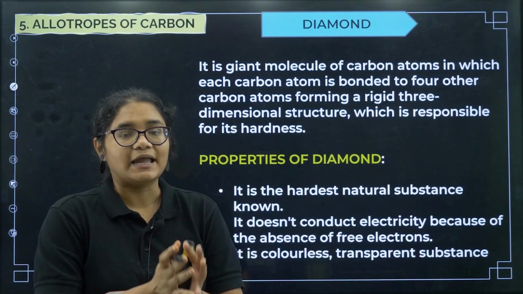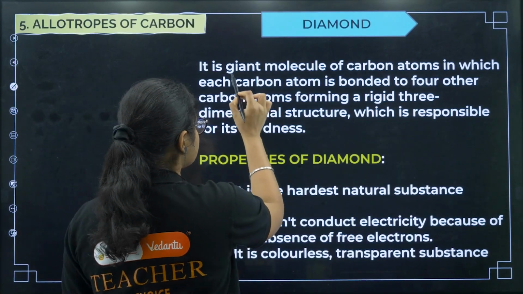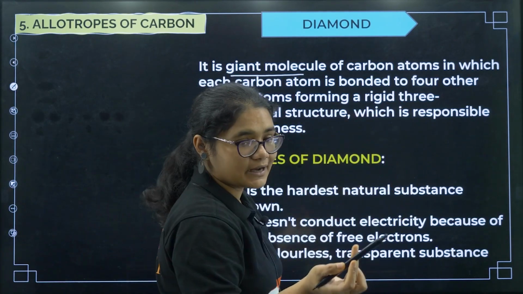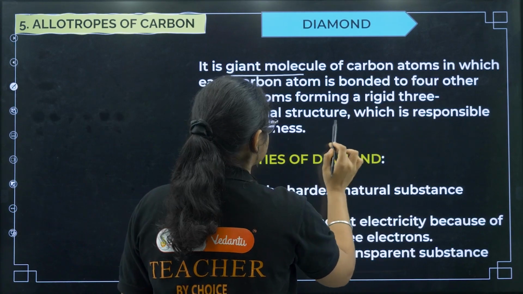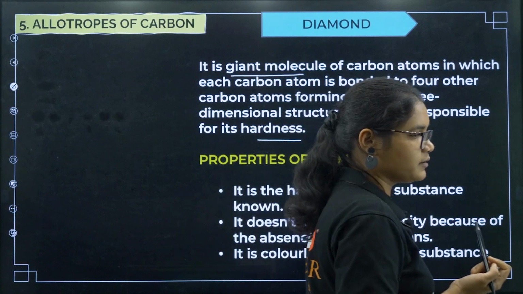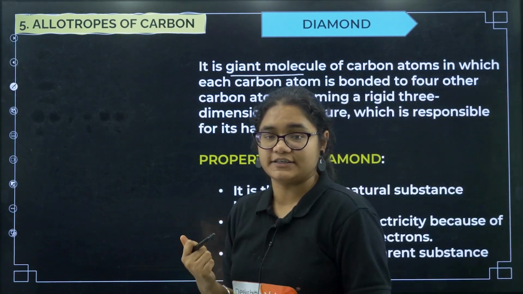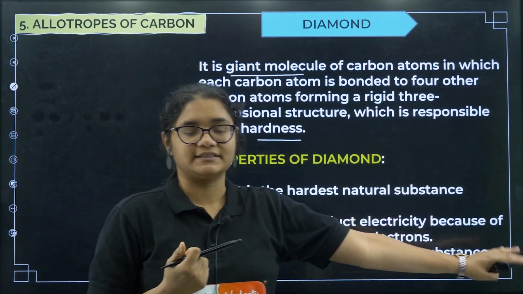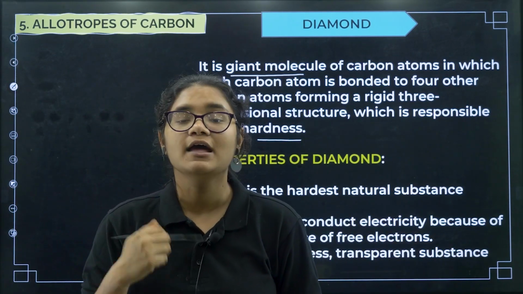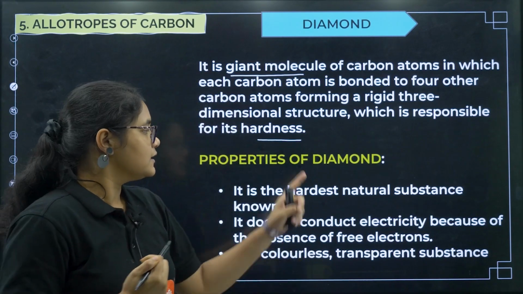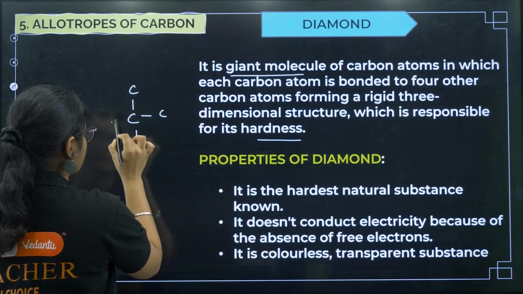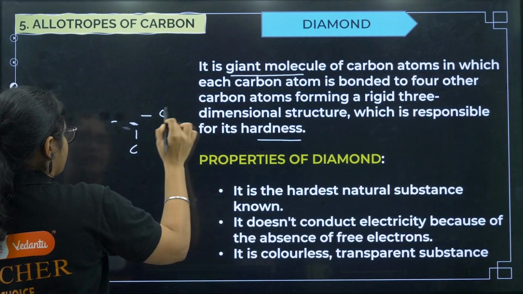Coming to the first, diamond. Diamond is a giant molecule of carbon atoms in which each carbon is bonded to 4 other carbon atoms, forming a rigid 3-dimensional structure which is responsible for its hardness. Now in the metals and non-metals chapter, we have studied that non-metals are generally soft, right, but diamond was an exception there. Diamond, being a non-metal, is the hardest known substance in nature. Now what is the reason for that? Each carbon here forms 4 bonds with other carbons. I'll show you the diagram, so I'll erase this.